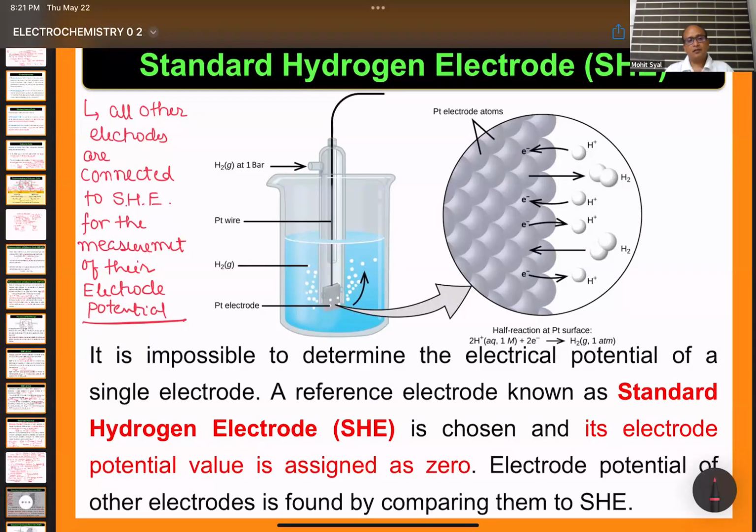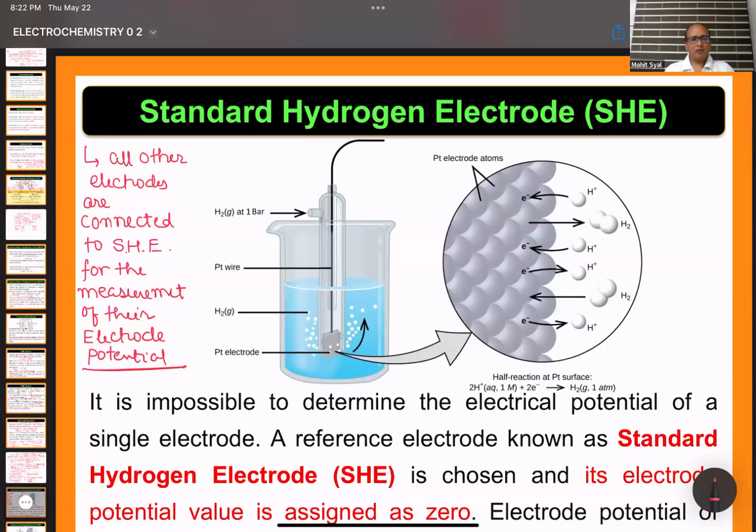so this is the standard hydrogen electrode, and it can be connected to any electrode, and that will help us to measure the electrode potential of all the other electrodes. Got it? But now if it is helping us to measure the electrode potential of all the other electrodes, what is the electrode potential of this electrode? This electrode potential is taken as 0.